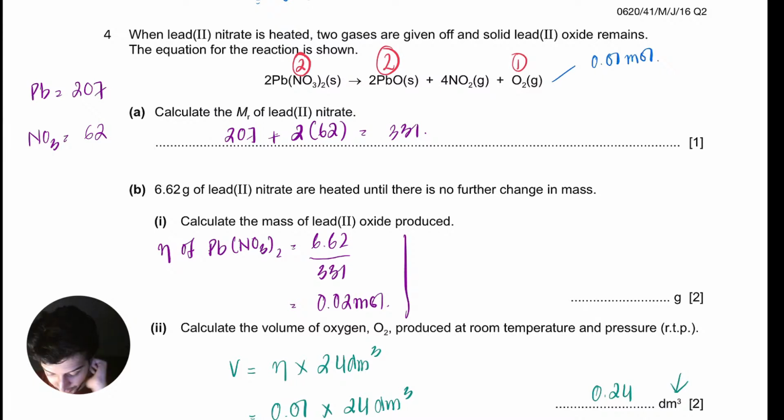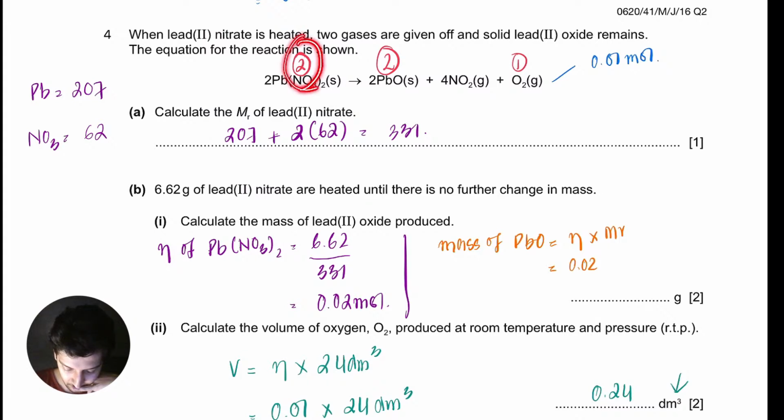And let's go back to orange. So the mass of PbO is going to be the moles times the MR. The moles are 0.02 because the ratio is the same between the two, right? 2:2. And the MR, for this I have to figure it out. Lead is 207 and 1 oxygen with it. So 207 plus 16 is 223 times 0.02. Thank you for correcting me. 4.46 grams.